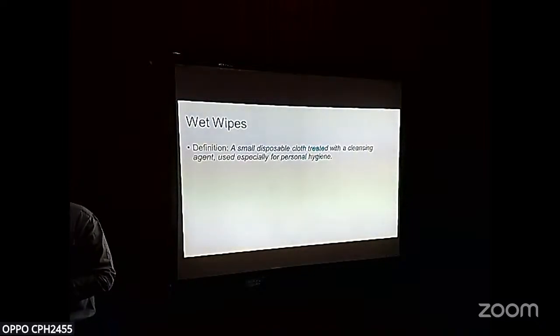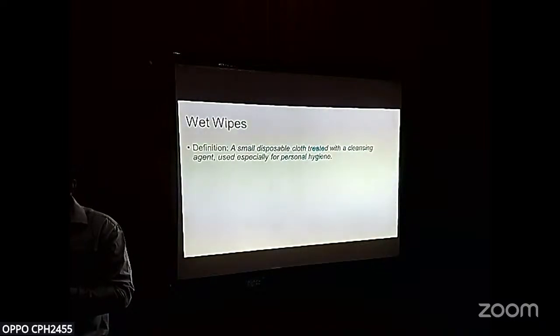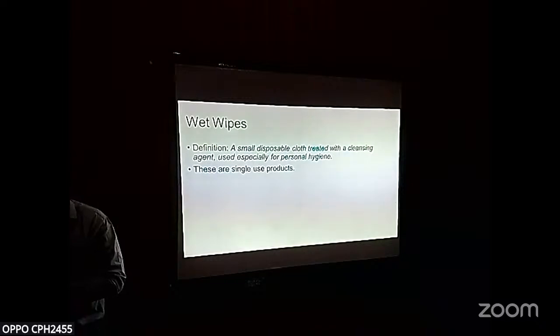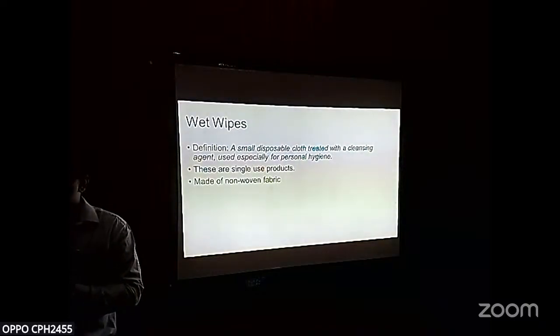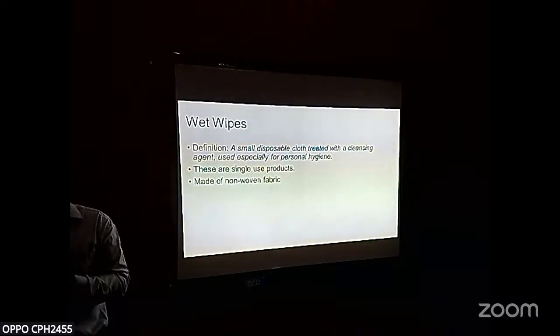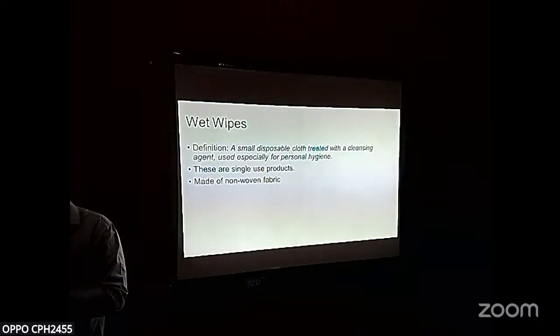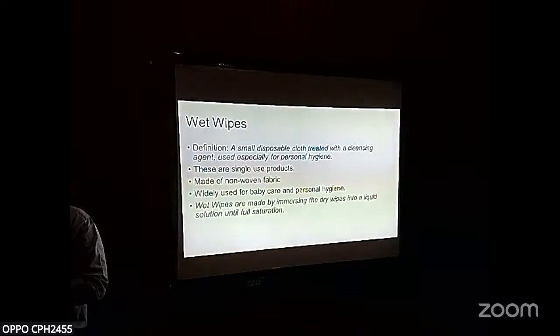Now, the next category which I will be talking about is wet wipes. Wet wipes is a small disposable cloth filled with a cleansing agent used for personal hygiene. These are single-use products made of a non-woven fabric. Just a brief introduction: non-woven fabric is a fabric which is made by heating of the polymers and extruding it through a particular process. These are not knitted the way normal clothes are, and are mainly for baby care and personal hygiene.